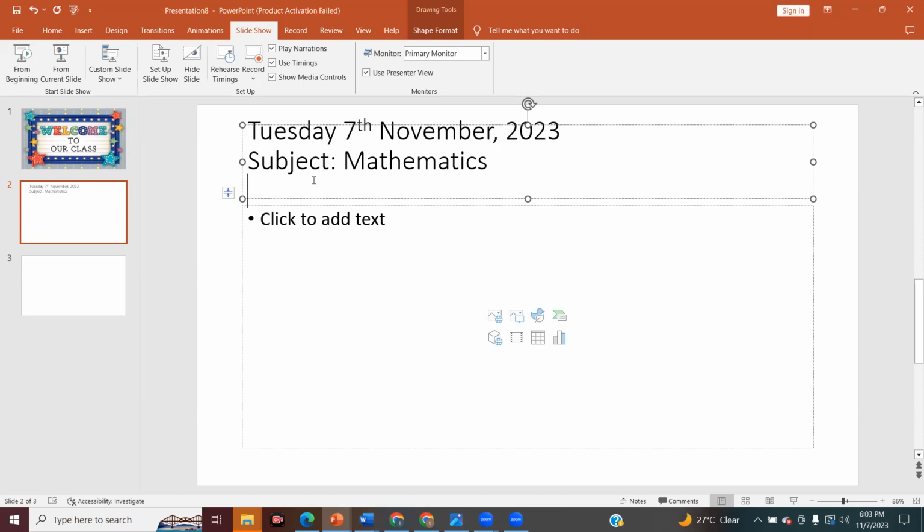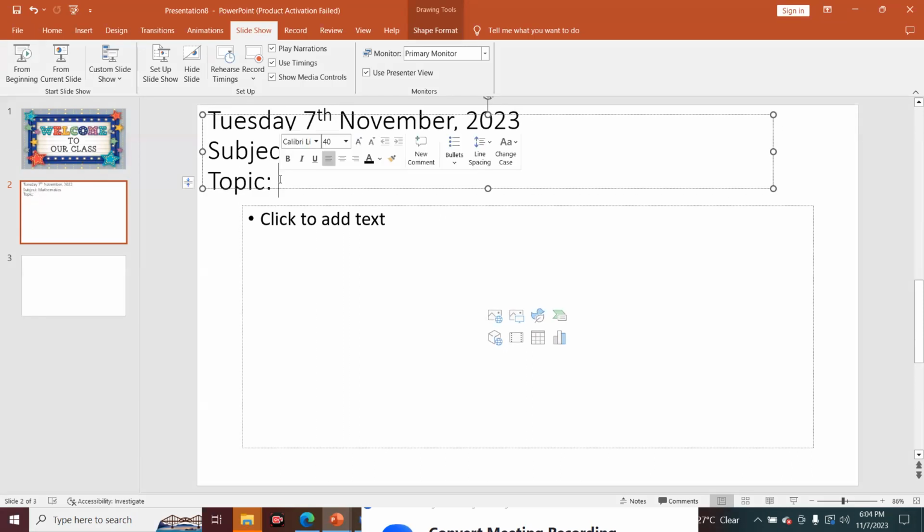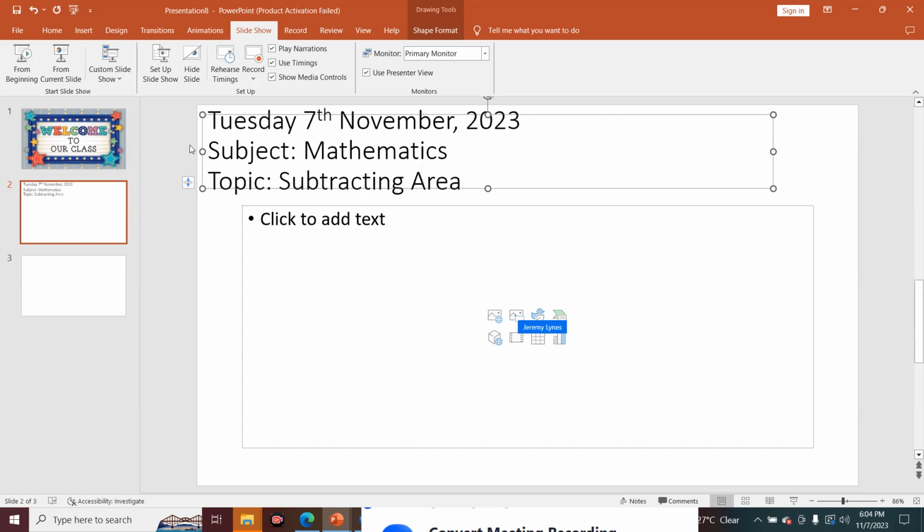The topic yesterday was, anyone can remember the topic for yesterday? Adding areas. Very good, adding area. Today we're going to be looking at, guess what? If we added area yesterday, I think we're going to do subtract today. Very good, subtracting area. So let's look at that subtracting area. Let's begin.